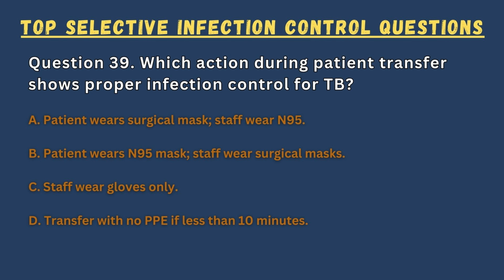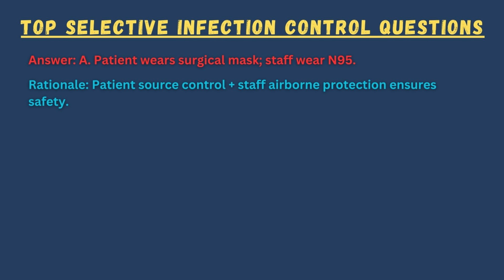Question 39. Which action during patient transfer shows proper infection control for TB? A. Patient wears surgical mask. Staff wear N95. B. Patient wears N95 mask. Staff wear surgical masks. C. Staff wear gloves only. D. Transfer with no PPE if less than 10 minutes. Answer: A. Patient wears surgical mask. Staff wear N95. Rationale: patient source control plus staff airborne protection ensures safety.